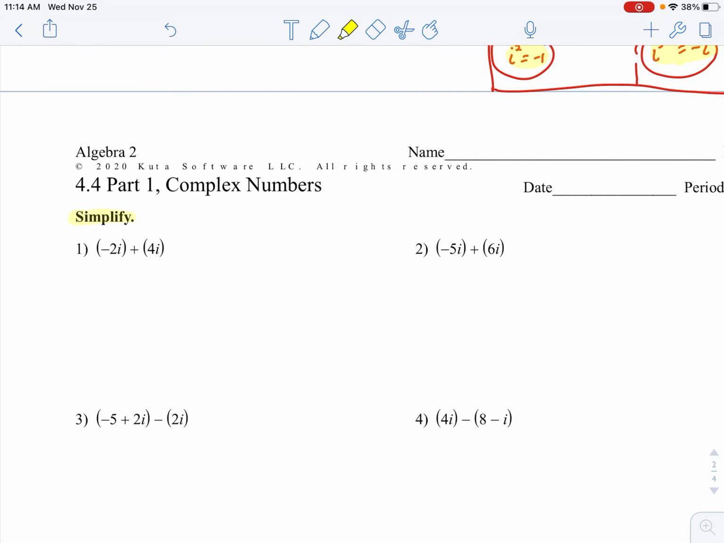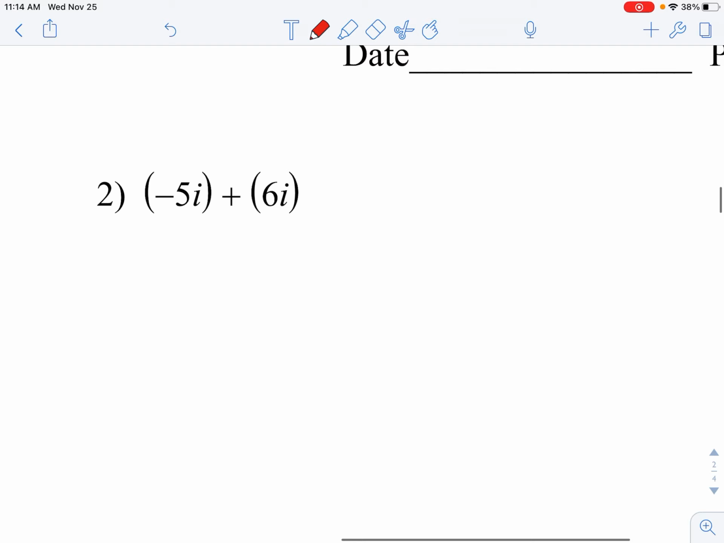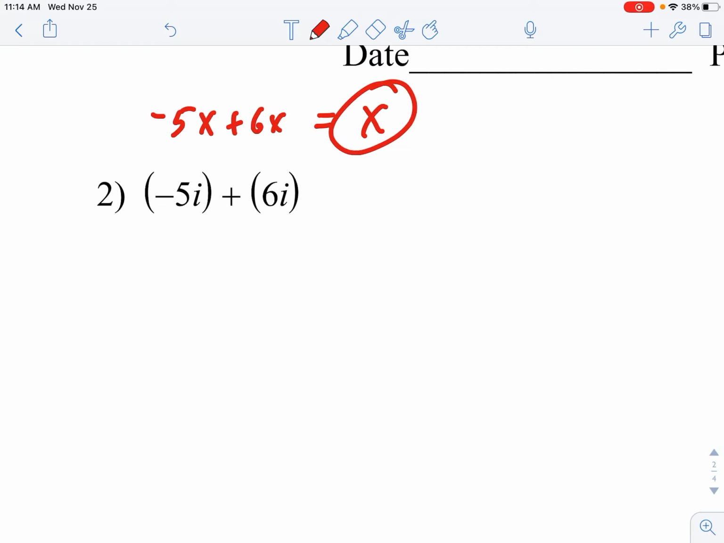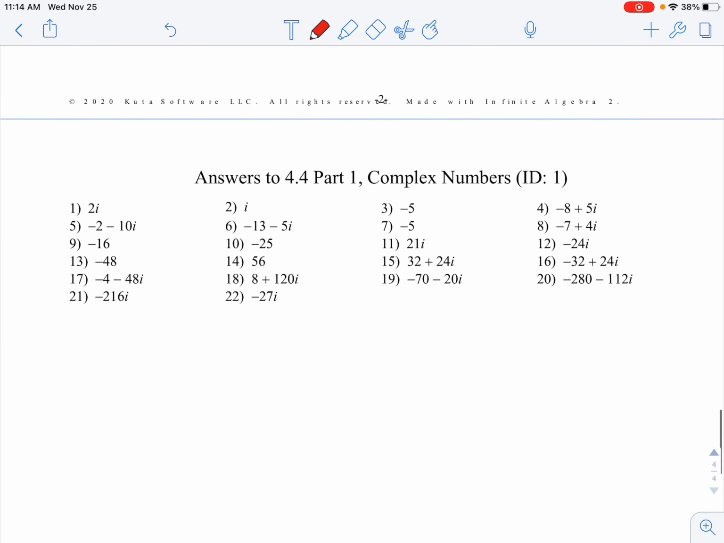So, simplify. What does simplify mean in math? Basically, it's a generic term that means do math. Do all the math you can. So in number 2, negative 5i plus 6i. Well, first of all, those parentheses don't really do much of anything. This would be like saying, what's negative 5x plus 6x? You could answer this question 2-3 years ago. Negative 5x plus 6x is positive 1x. You know how to work with variables, therefore you know how to work with imaginary numbers. Negative 5i plus 6i is positive 1i, or just i. Let's check number 2, and there it is.